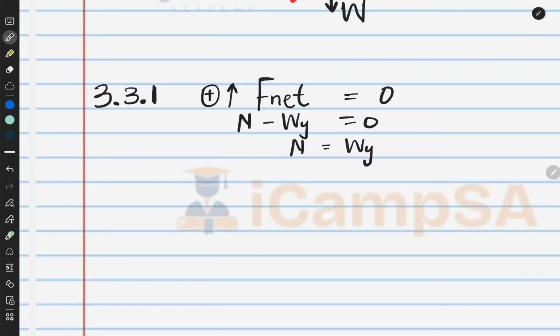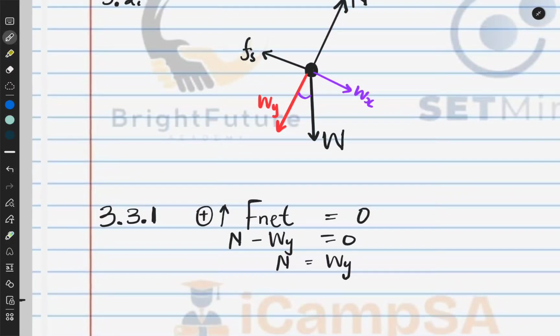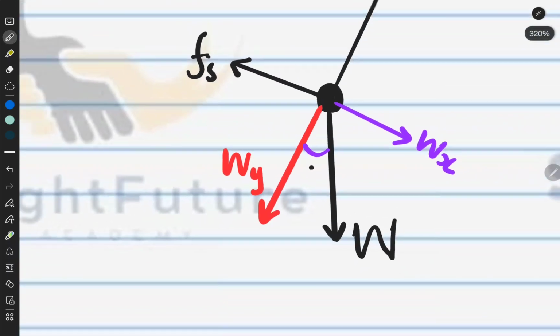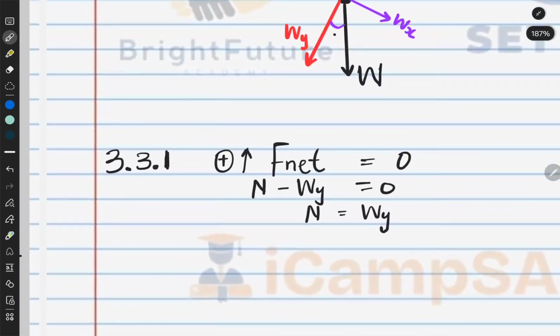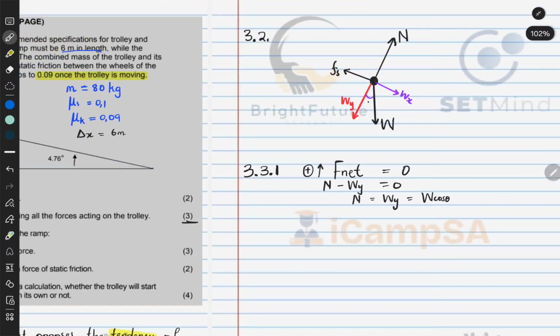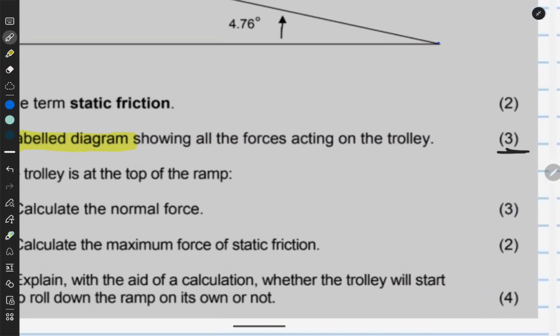Now we want to know what is weight perpendicular, or what is wy. If 4.76 is here, then wy should be w cos theta. We know our theta, so we can find our w. So we can say n is equal to mg cos 4.76 degrees. Was it 4.76? Yes.